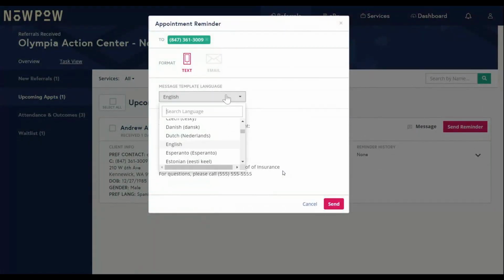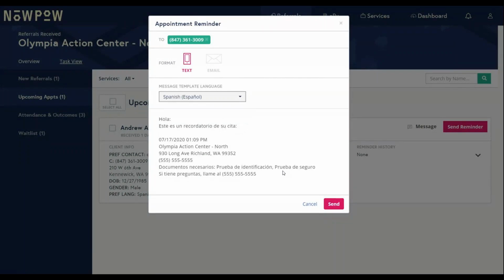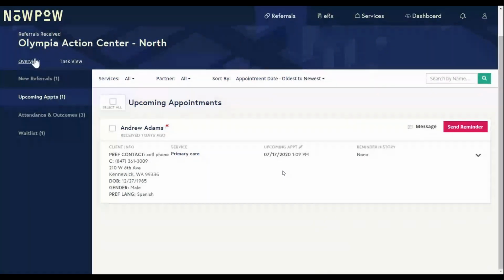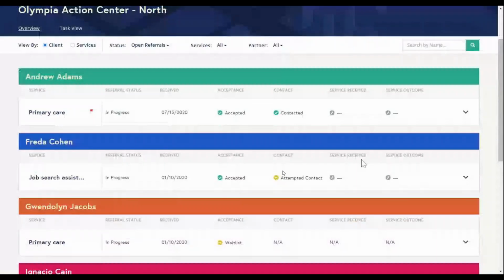You can change the language of it. So let's say, for example, they spoke Spanish. It would now translate all of the information here into Spanish, and we could either text it to the patient or we could email it. Okay, so that's pretty much how the referrals tab works.